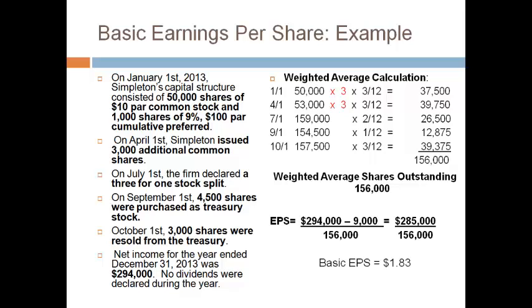The final step is to subtract the preferred dividends from net income and divide by the total weighted average shares outstanding. Cumulative preferred stock dividends are always subtracted even if they were not declared this year.